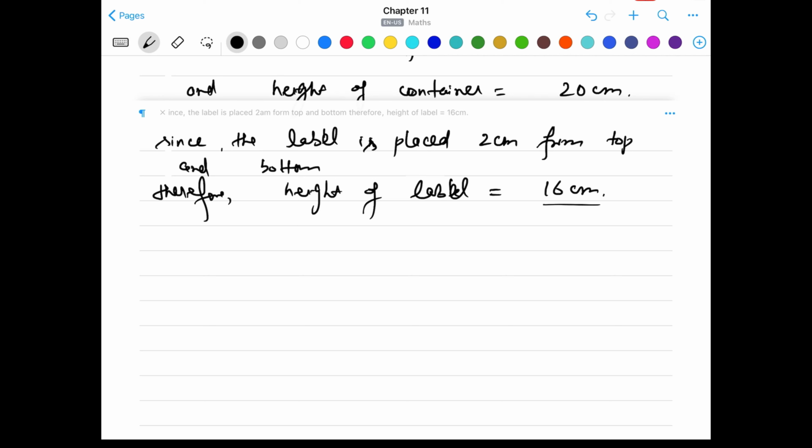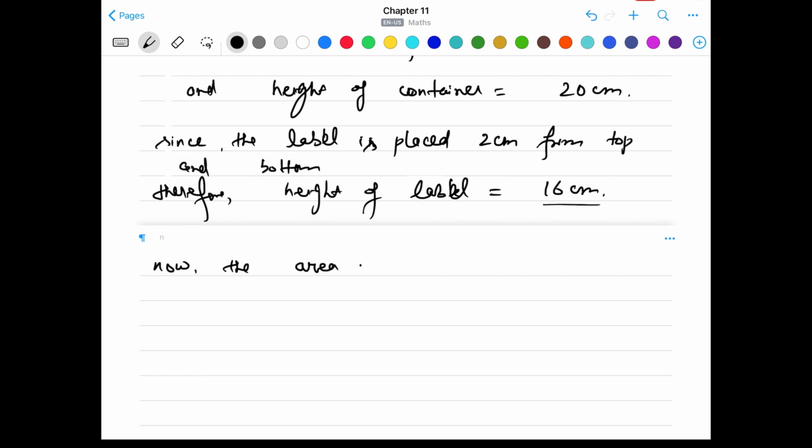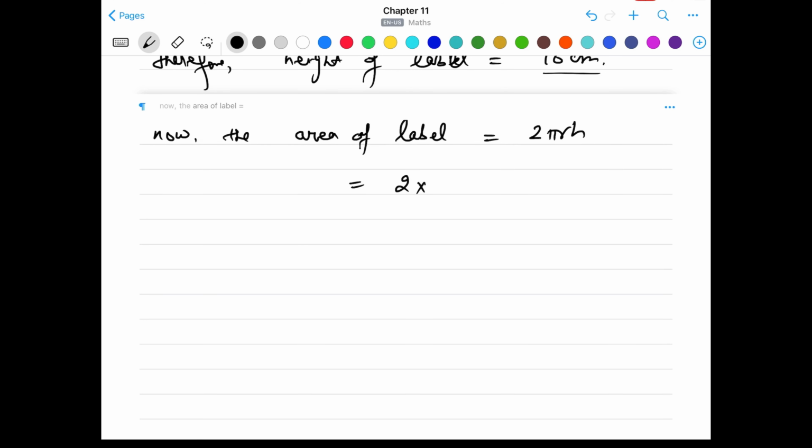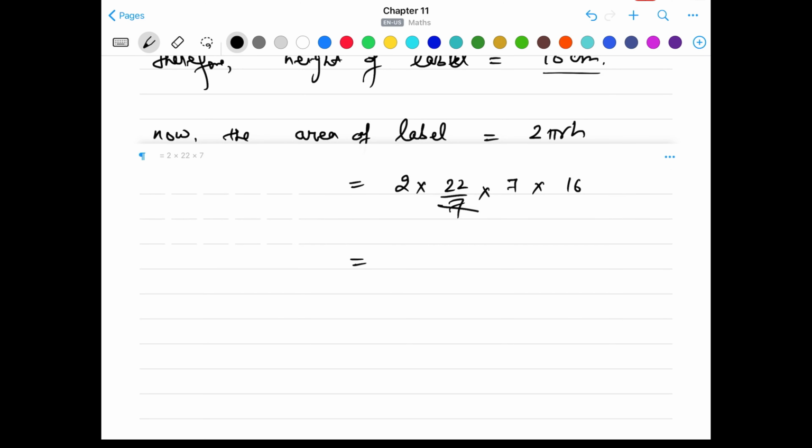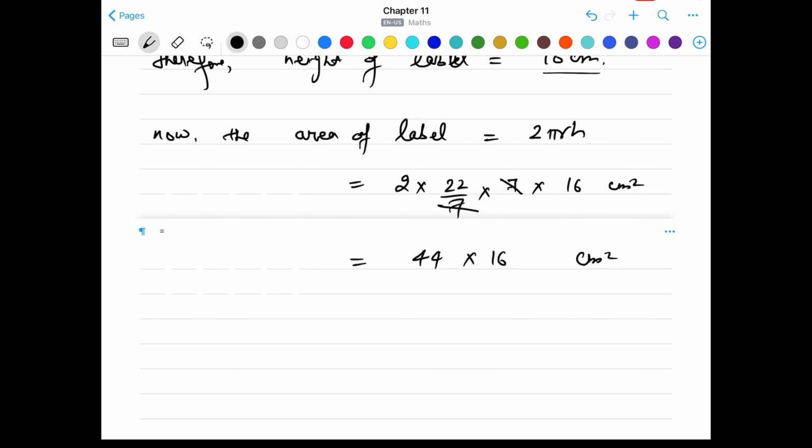So we'll write, now the area of label will be equal to the curved surface area of the cylinder, that is 2πrh. So let's insert the values. We have 2, π is 22 by 7, r is 7 and h is 16. So these two 7s will be cancelled out. So we are left with 2 into 22 is 44, into 16. The unit here will be centimeter square.